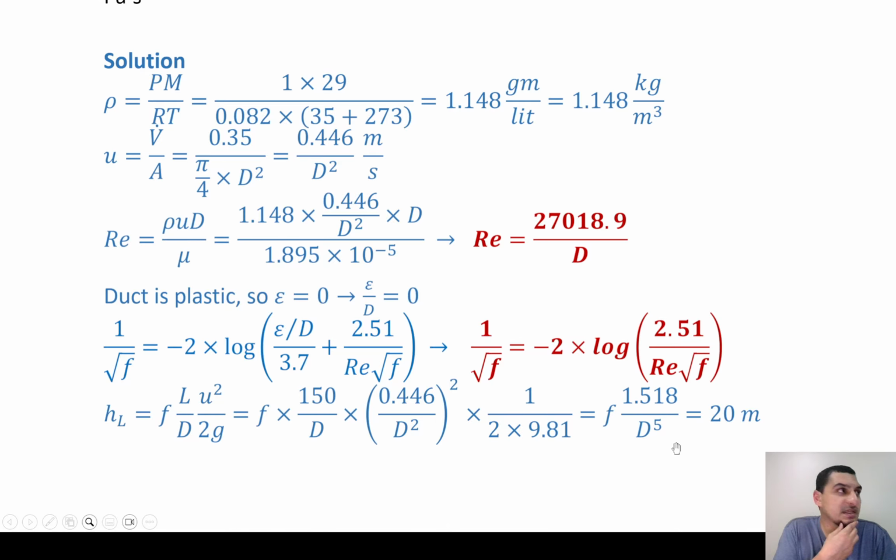In the beginning of this chapter, when we were discussing the pressure drop in laminar flow, when we derived the Poiseuille equation, we reached the conclusion that delta P is inversely proportional to diameter power 4.